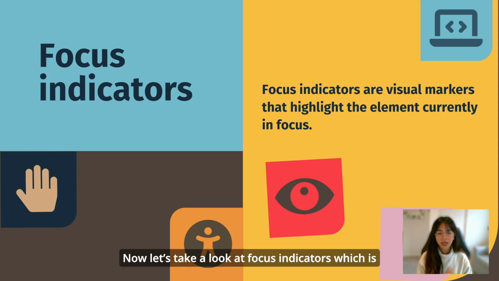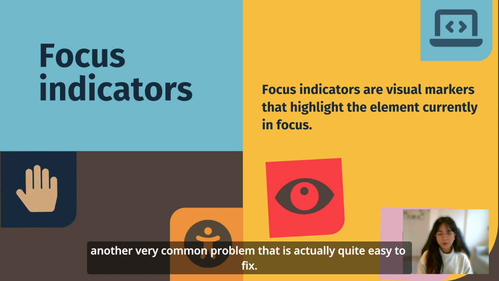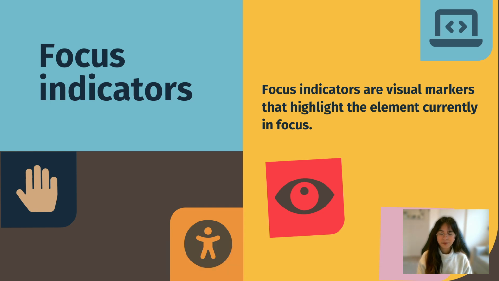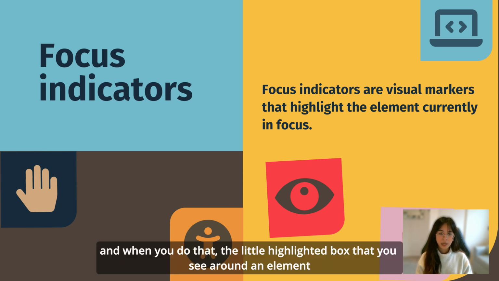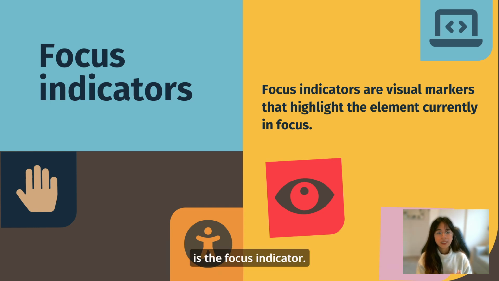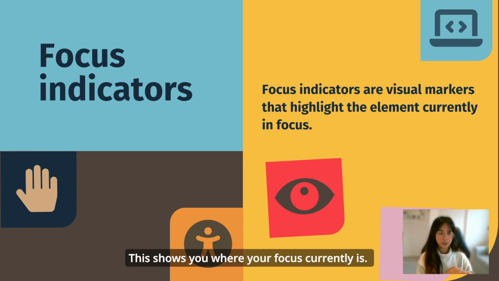Now let's take a look at focus indicators, which is another very common problem that is actually quite easy to fix. So a focus indicator is when you use your tab key on your keyboard to go through a page. And when you do that, the little highlighted box that you see around an element is the focus indicator. So this shows you where your focus currently is.